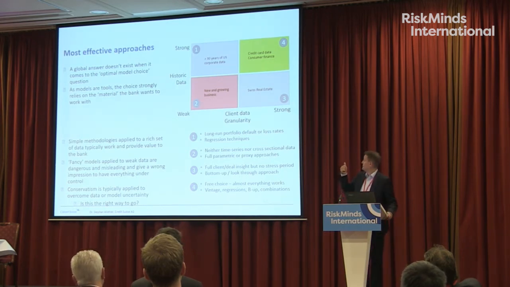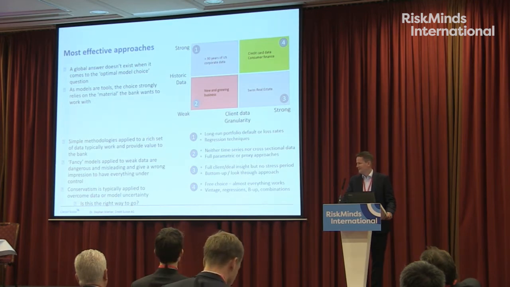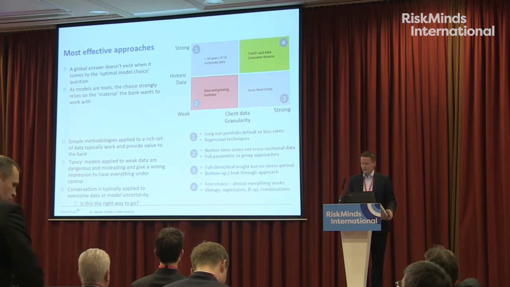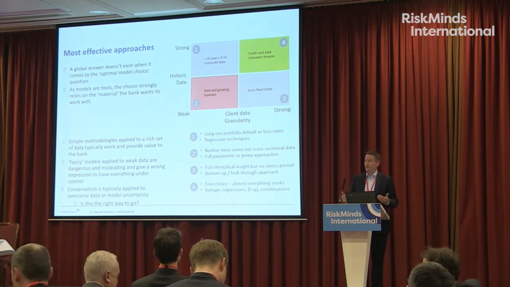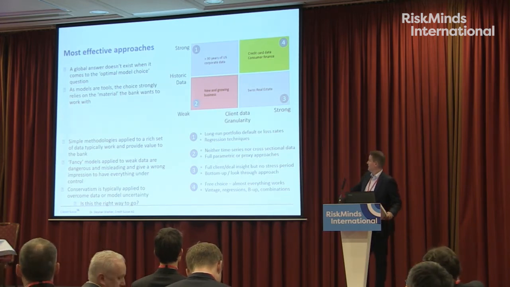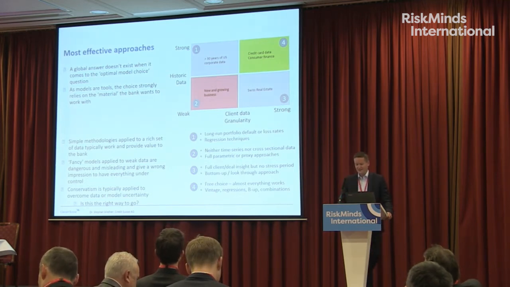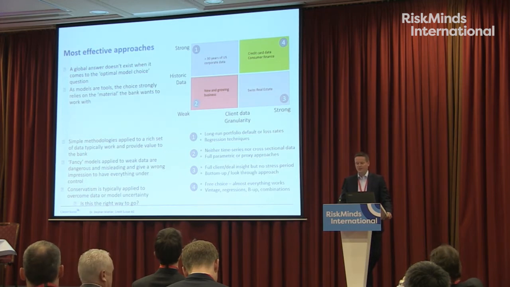If you go to the green square, rich historic data, huge granularity, there basically everything works, right? You can do whatever you want. You can do regression techniques, cohort approaches, everything works. On the other hand, when you have less client granularity but still strong historic data, which is typically the Credit Pro data set, I think everyone is using in the credit risk space, the US corporates that you have, here, of course, you need to more or less focus on some well-known regression techniques.